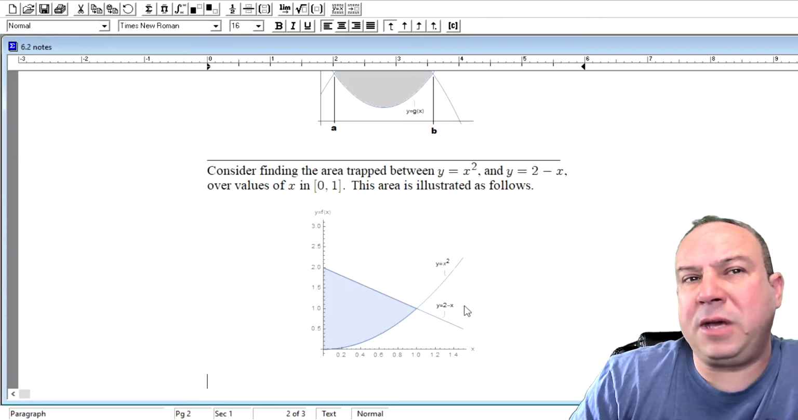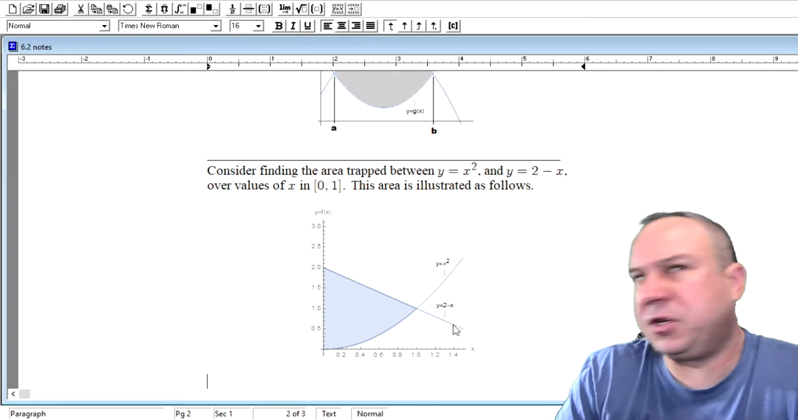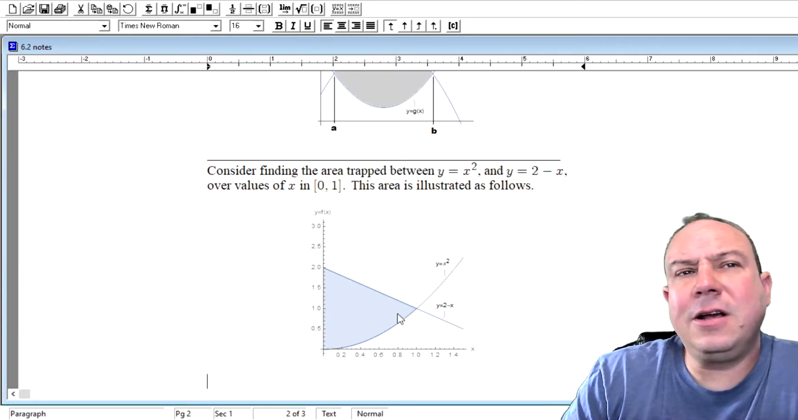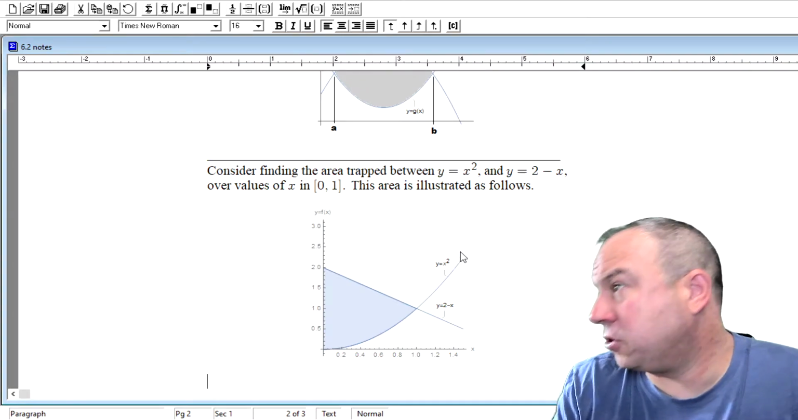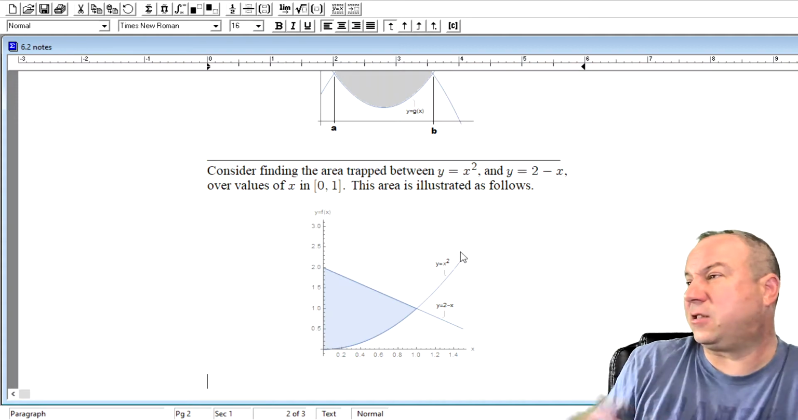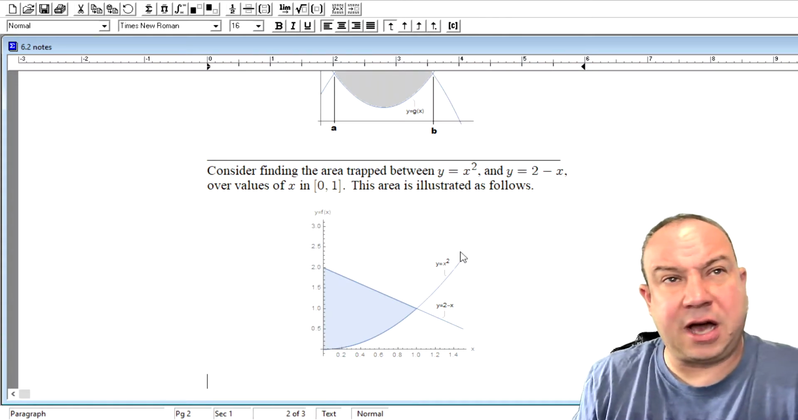It could be thought of as being a function of x. 2 minus x is some linear function of x. And here is our equation y equals x squared. It is itself a function of x, right? X squared is the square function of x.